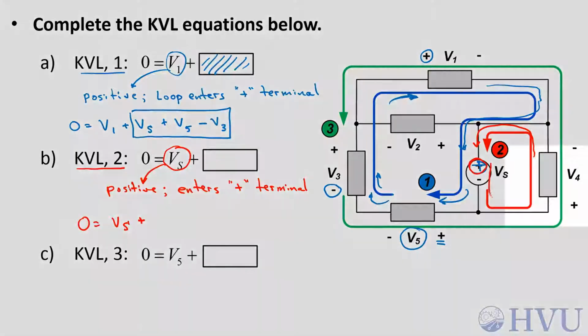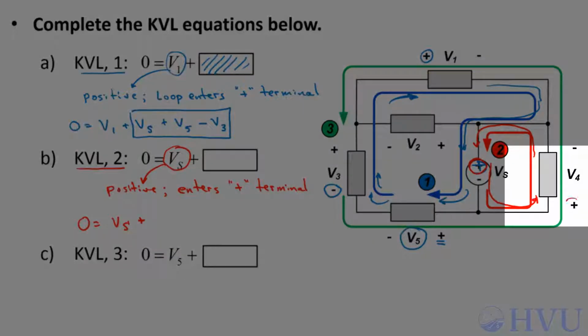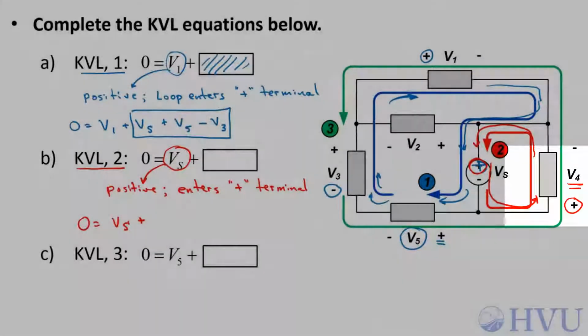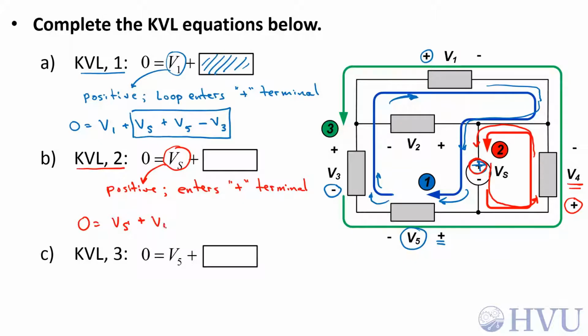If I follow this loop around, I enter the positive terminal of V4, so I add V4, and those are the only 2 voltage differences in that loop. V4 is the missing term in this equation.